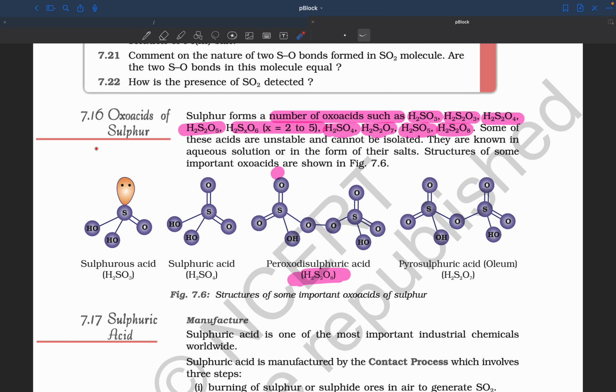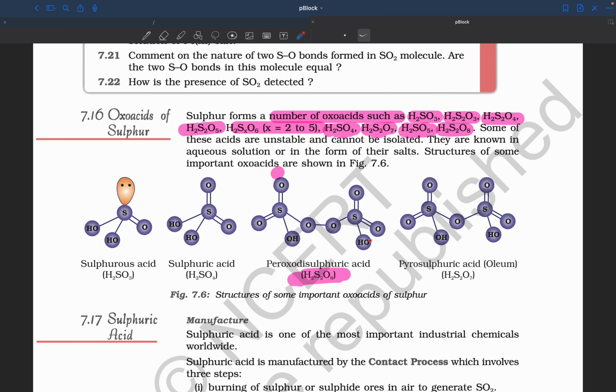Questions will be asked like this: which of the following acids has a peroxy bond, which of the following has an SOS bond, which of the following has a lone pair at sulfur, which of the following is the strongest acid, sulfuric acid is the strongest acid, which of the following has an SS bond, which of the following has no SS bond. Look, in H2S2O7 you have two sulfurs, everybody thinks the sulfurs could have been connected by an SS bond, but there is no SS bond, you have an SOS bond here.